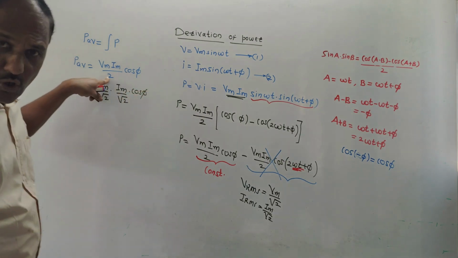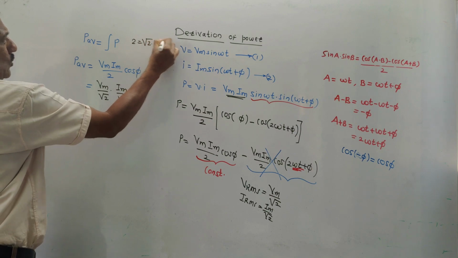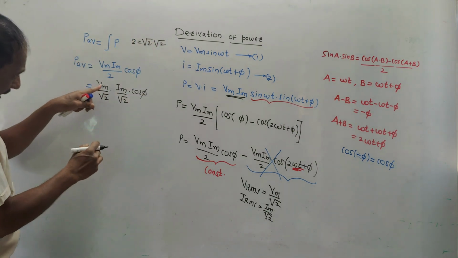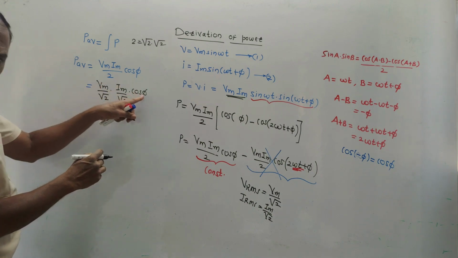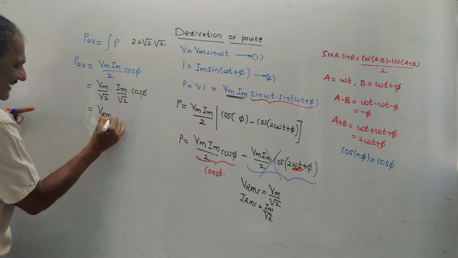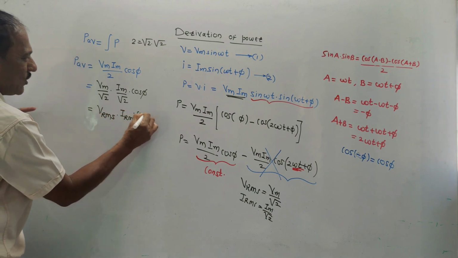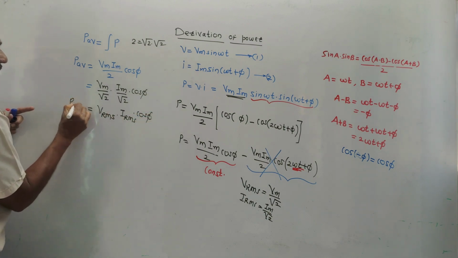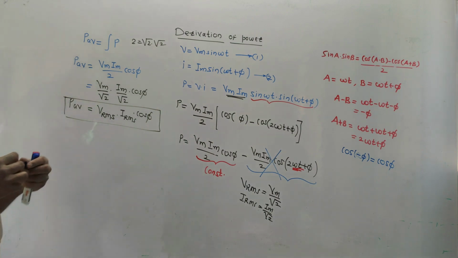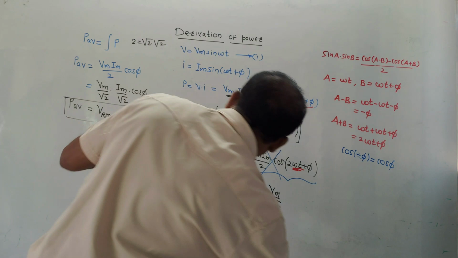This term is 2. 2 can be well expressed as root 2 into root 2, because we know that root 2 into root 2 is 2. So I have got Vm upon root 2 into Im upon root 2 into cos phi, but Vm upon root 2 is Vrms, so I will write it like this: Vrms into Irms into cos phi. So this is the final equation of average power for series RC circuit. So that is the end of derivation.